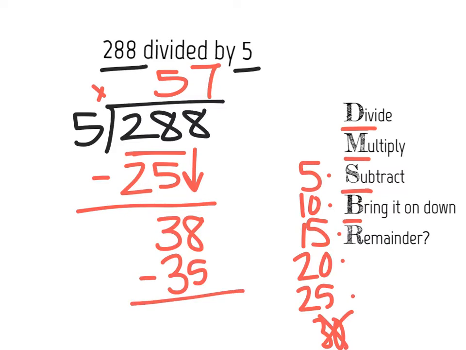Subtract. 38 minus 35 would be 3. Bring it on down and bring it on back. We don't have anything to bring on down. That was our last digit. And now we'll take a look if we have a remainder.